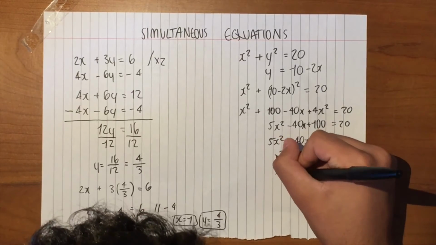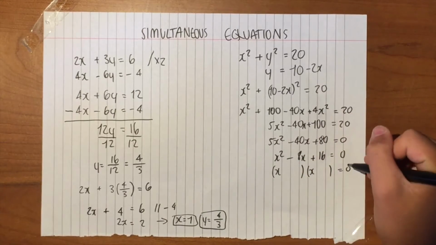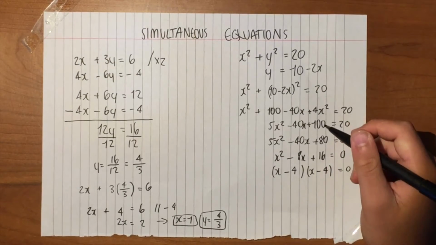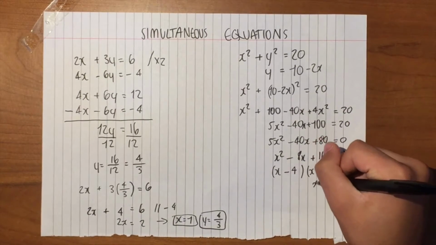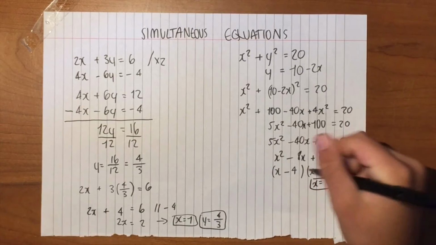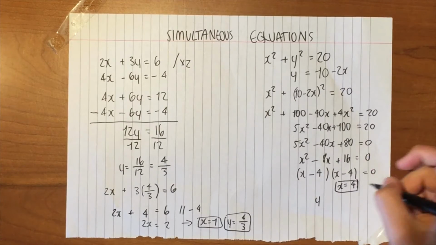Now we can factorise this. x and x on both sides, x minus 4 times x minus 4 is equal to 0. Therefore, x is equal to 4. And so, x is equal to 4.